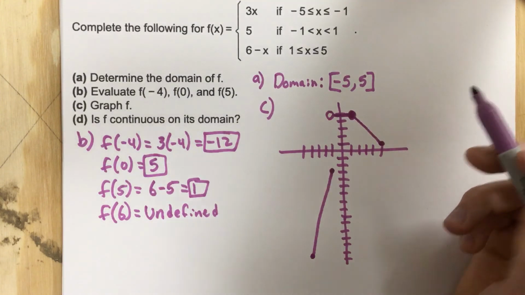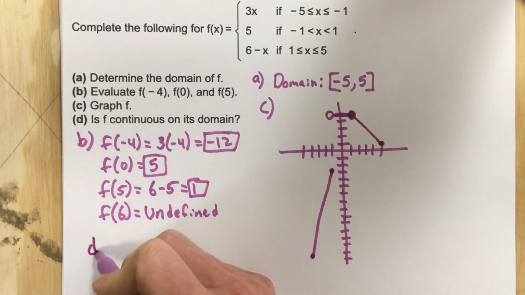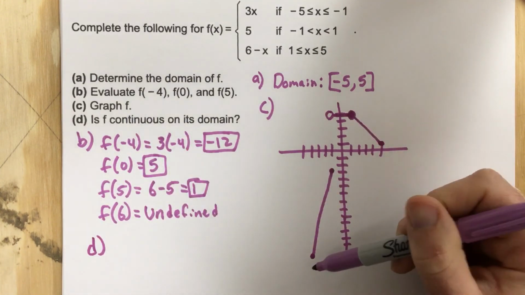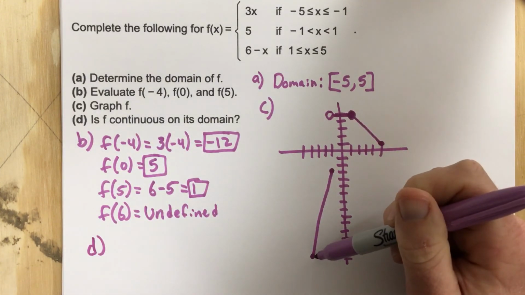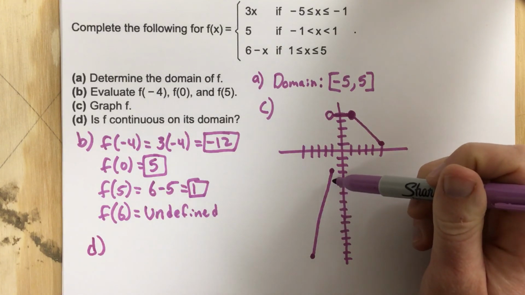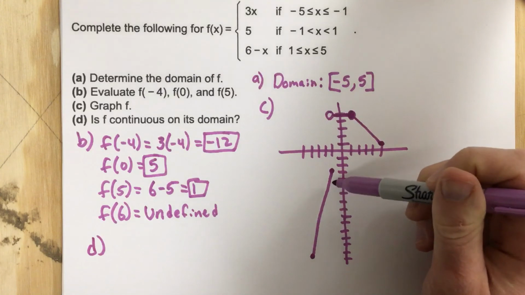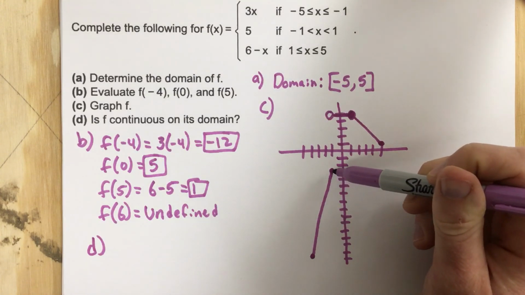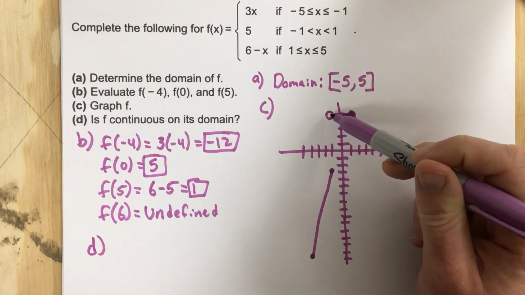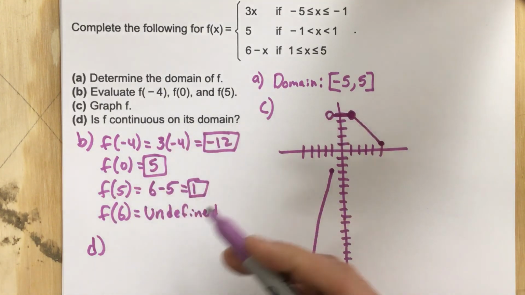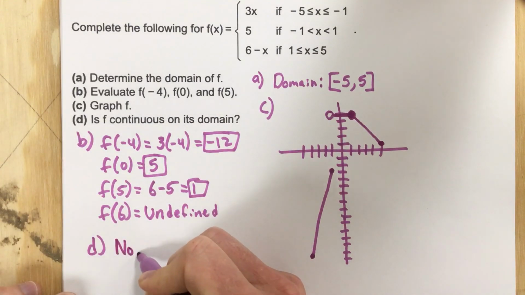For part D, it says, is f continuous on its domain? Well, continuous would mean if I put my pencil down and I drag it, I never pick it up. That's one way to think about continuous. You can see here that as I drag along, I jump y values to this different spot. And I have an open dot here, so it's not defined there either. So is f continuous on its domain? No, it's not.